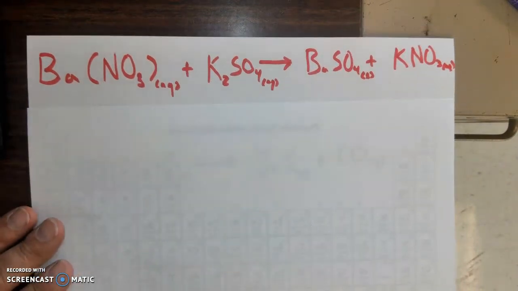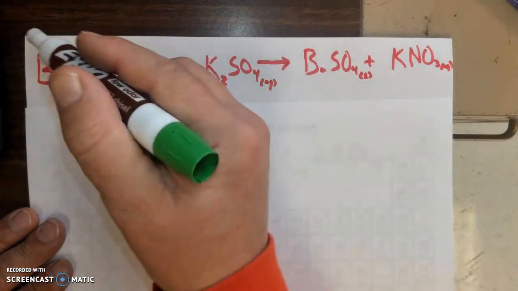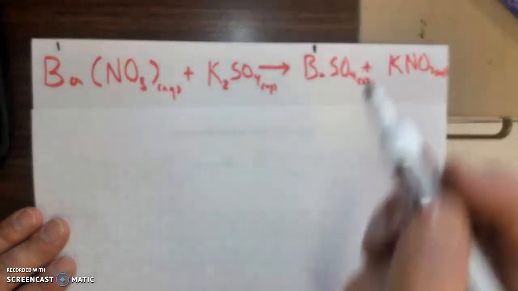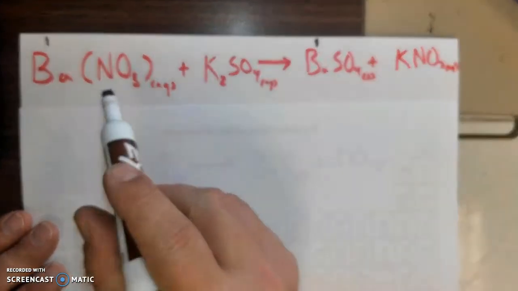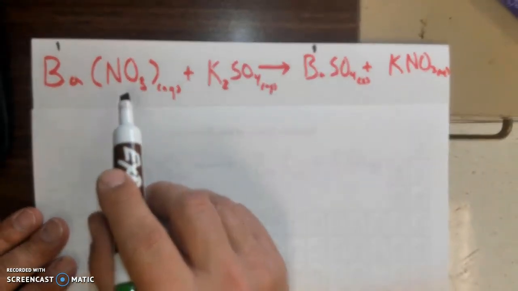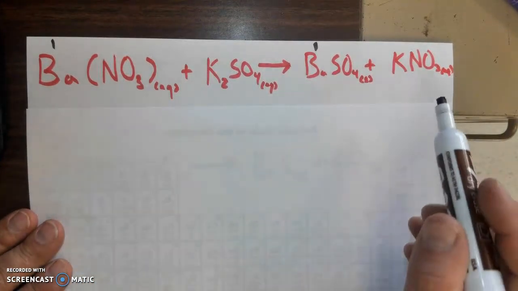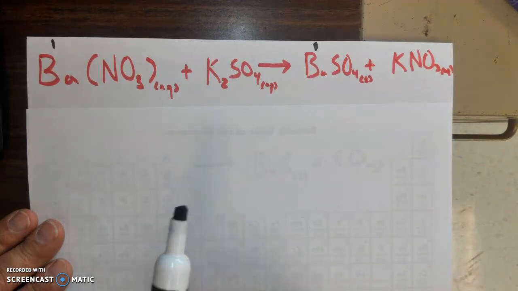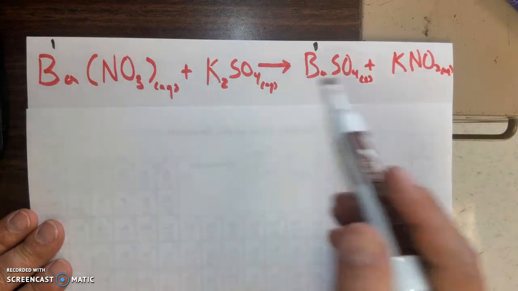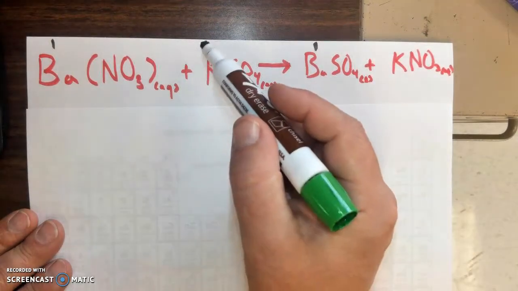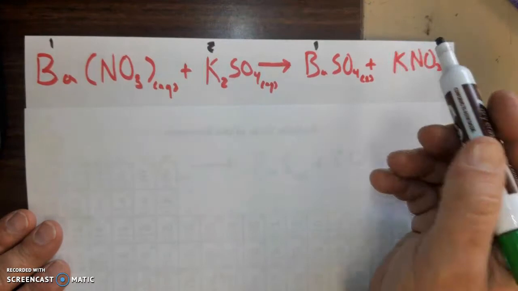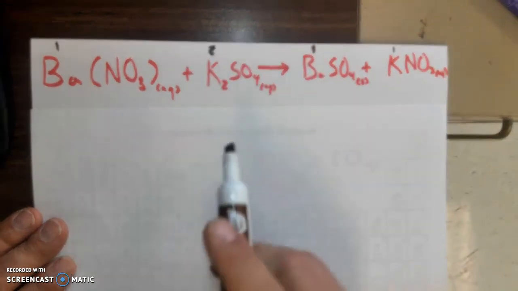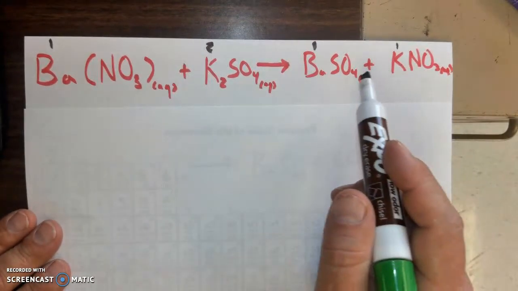First, let's start by counting elements on both sides. All right, so we got one barium and one barium. So far, so good. We have one nitrate and one nitrate. So far, so good. We have two potassiums and one potassium. Uh-oh, that's going to be a problem. Okay, we have one sulfate and one sulfate.